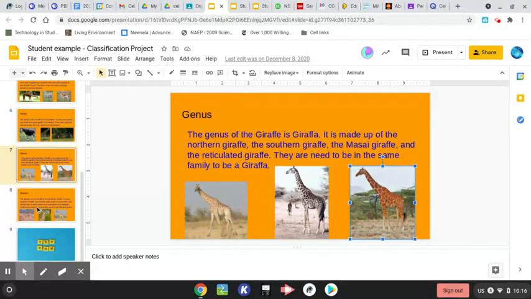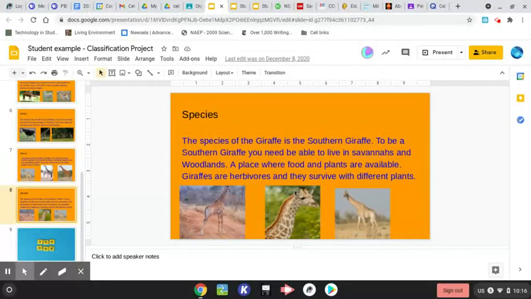Okay? And so by the time you get to species, then you would have only 3 pictures of the organism that was on your first slide. So that was very, very important to have that happen. So I want to show you 2 examples.